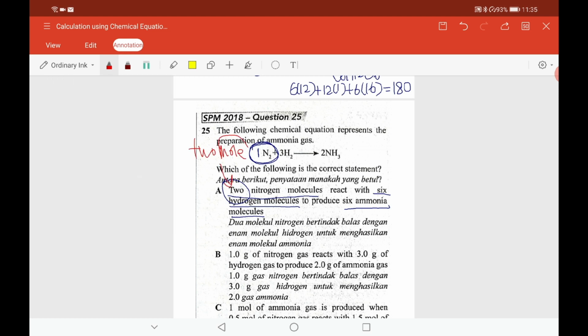They should use mole. Okay, the number in front of your equation represents the mole ratio. Like for example, the 1 here is 1 mole, the 3 here is 3 mole, the 2 here is 2 moles. So you don't see they use any word mole here, so it's wrong. So answer A is wrong.